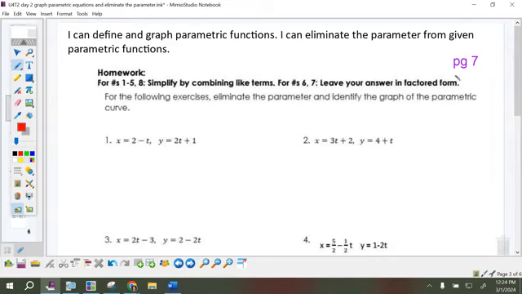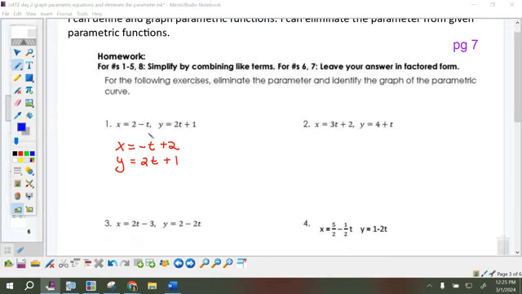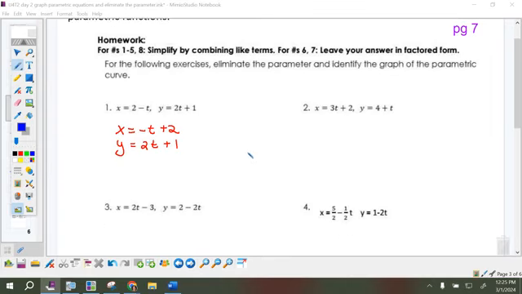All right, so your practice is page 7 and 8. That is your homework. I will do number 1. Maybe let's do number 1 together. I don't see any exponents, so I'm going to rewrite my equations vertically. And I reorganized my x equation so the t's were lined up.